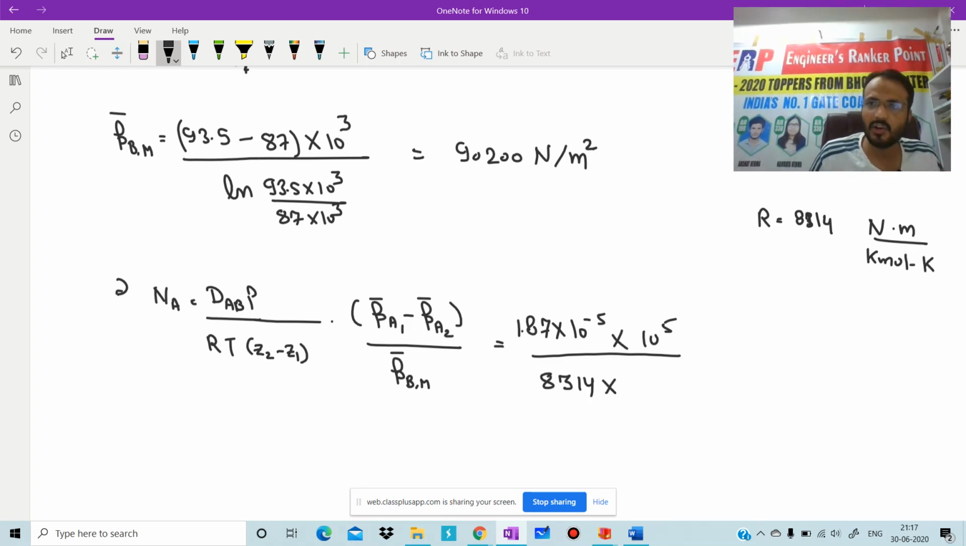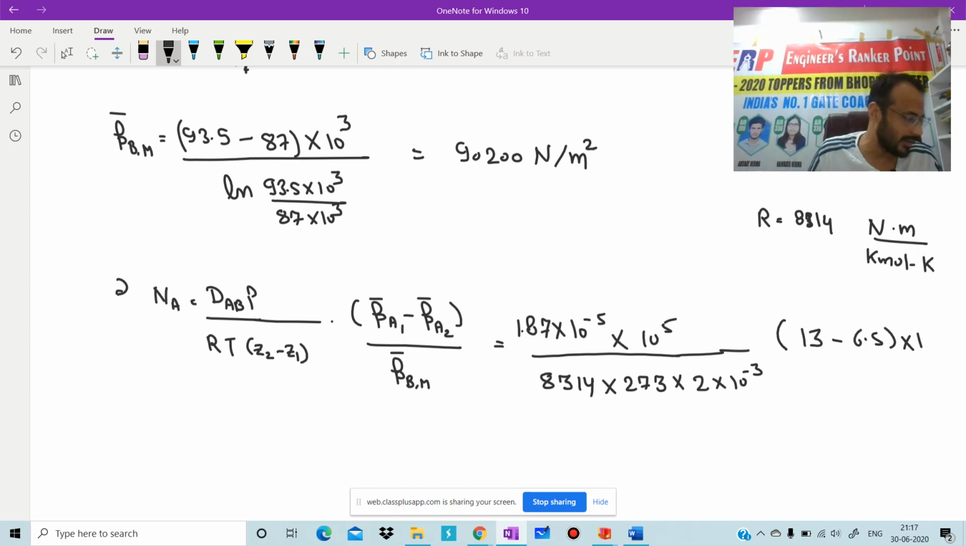Temperature is in Kelvin. 0 degree Celsius means 273 Kelvin. Z2 minus Z1, that is 2 millimeter, 2 into 10 to the power minus 3 meter. The value of EA1 is 13,000 minus 6.5 into 10 to the power 3. The value of PBM, paneer butter masala, we have solved, 90,200. I hope there should be no doubt. Up to this point, clear?